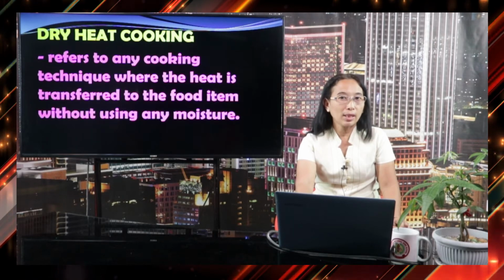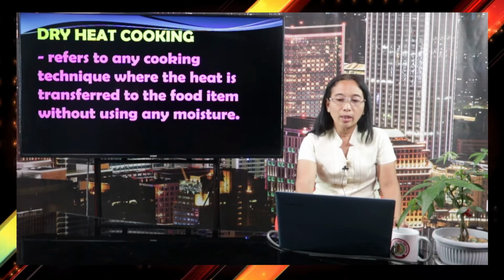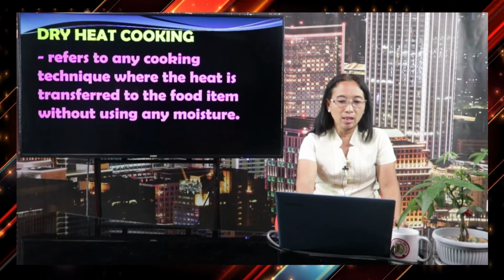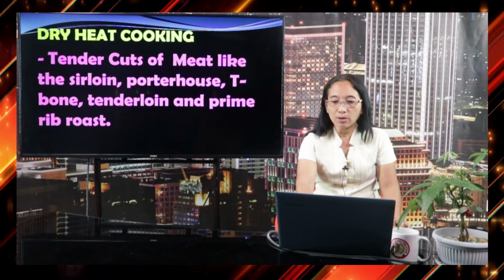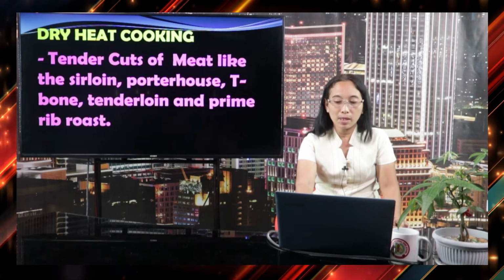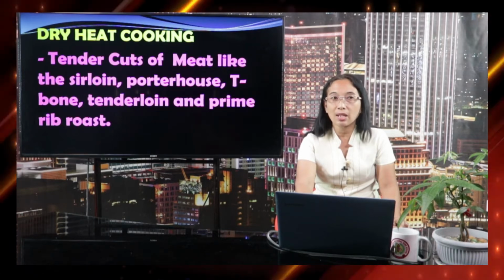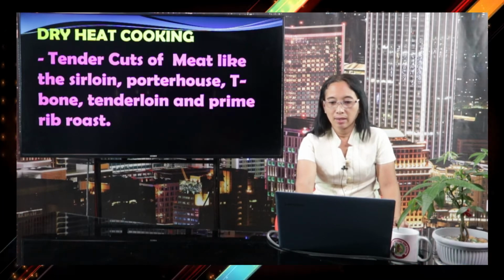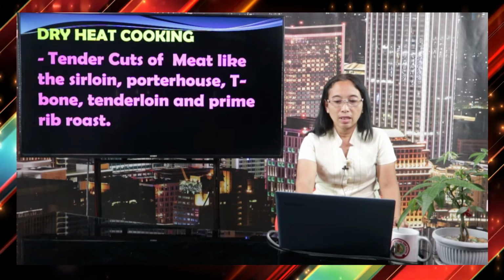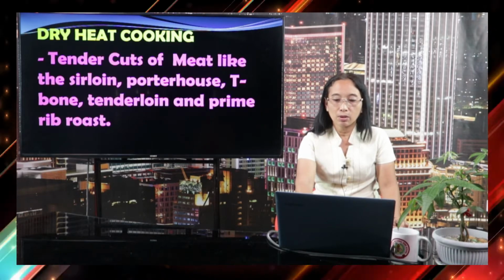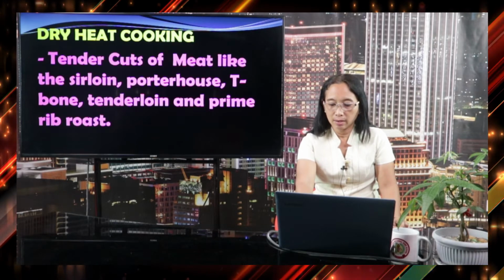What is dry heat cooking? It refers to any cooking technique where the heat is transferred to the food item without using any moisture. The dry heat cooking method is suitable for tender cuts of meat. Tender cuts of meat are taken from the parts of the animal where the muscles are not well exercised. These are the sirloin, porterhouse, T-bone, tenderloin, and prime rib roast. Here are examples of dry heat cooking.